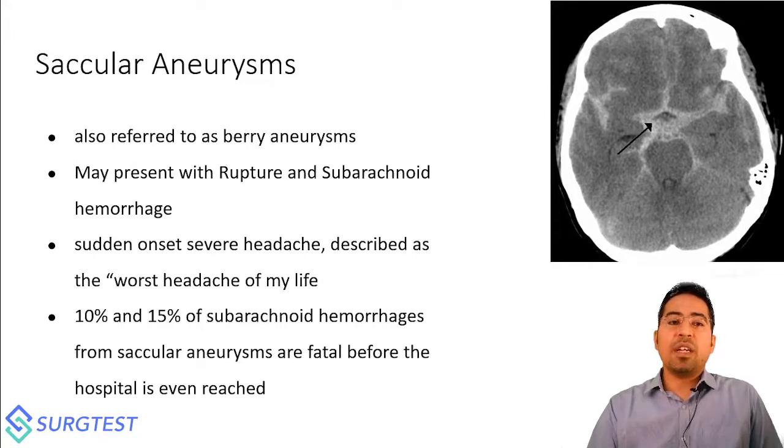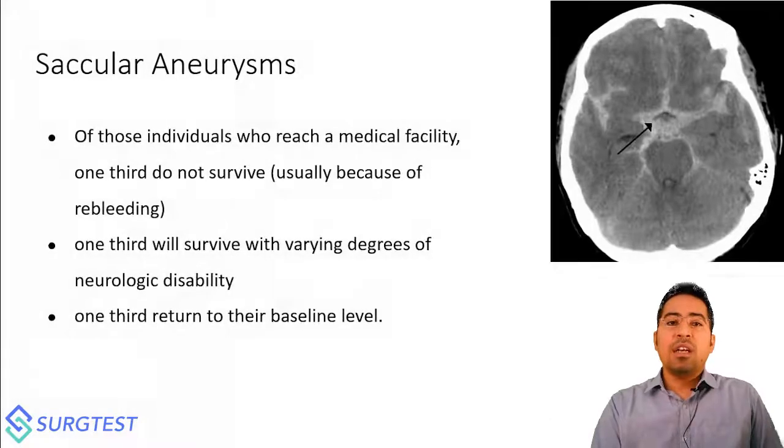So we'll repeat again. 10 to 15% of subarachnoid hemorrhage patients will not even reach the hospital, and they will be fatal even before that. One third of individuals who reach the medical facility will not survive, and one third who survive will have some or the other neurological deficit, and only one third of these people will actually reach the baseline level.